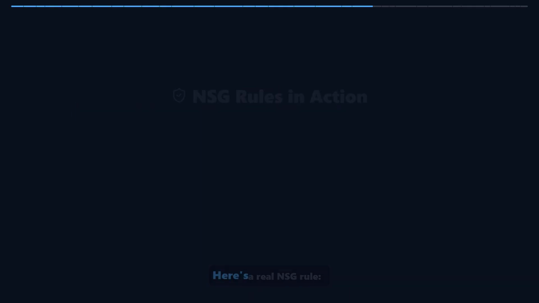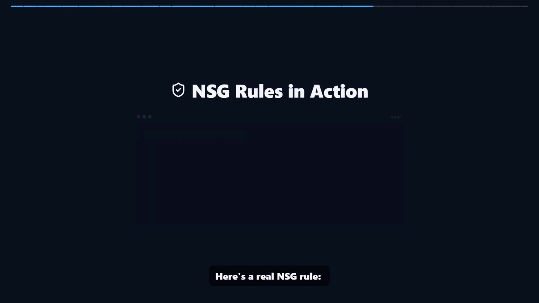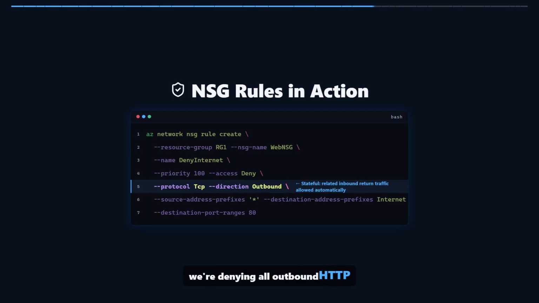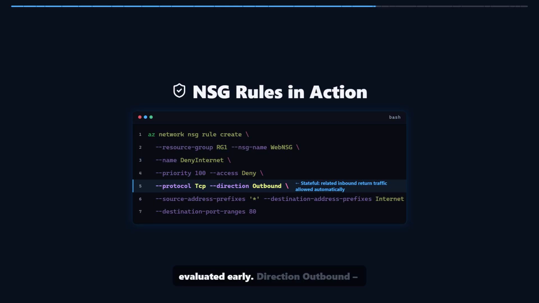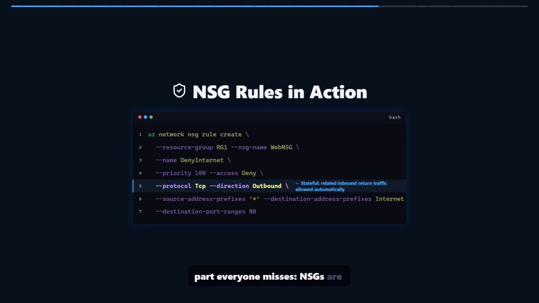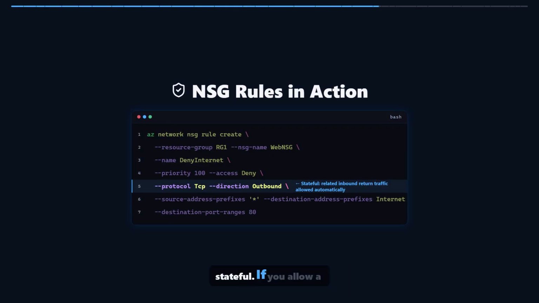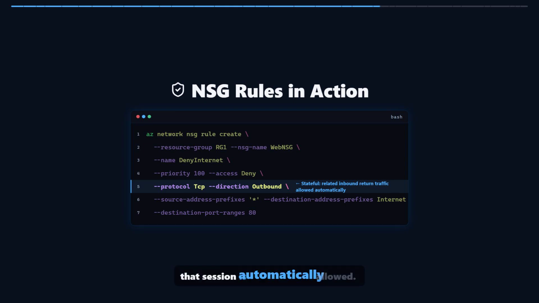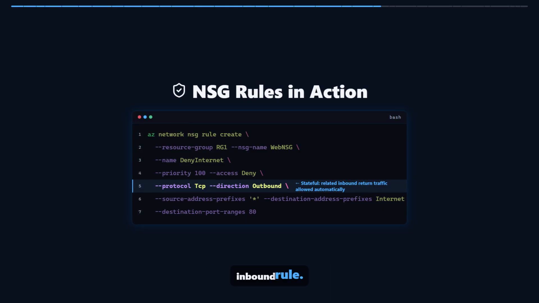Here's a real NSG rule. We're denying all outbound HTTP on port 80 to the internet. Priority 100 means it's evaluated early. Direction outbound. It applies to traffic leaving the VM. And here's the part everyone misses. NSGs are stateful. If you allow a connection, the return traffic for that session is automatically allowed. No need for a matching inbound rule.